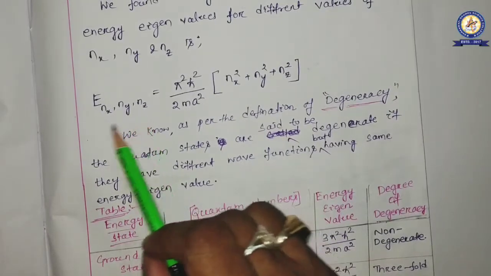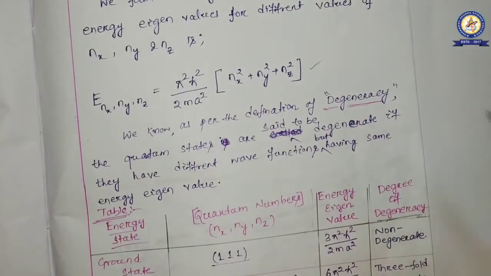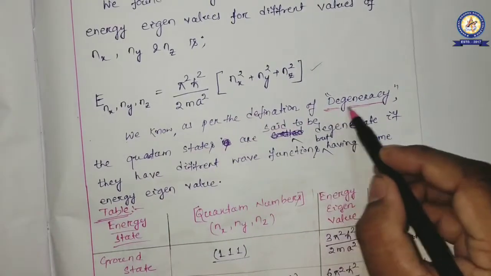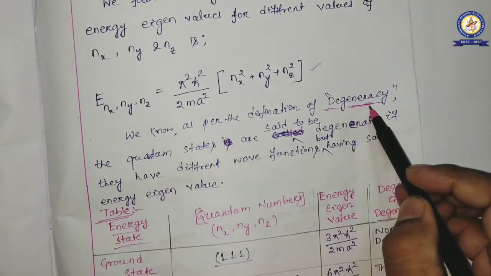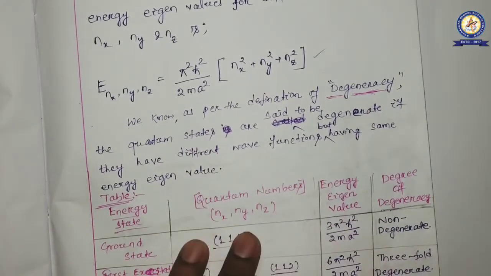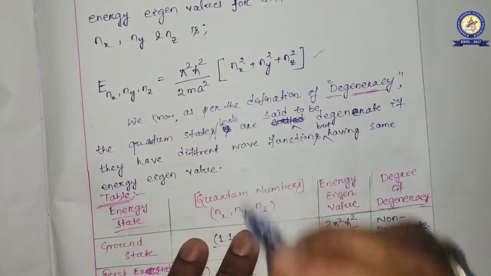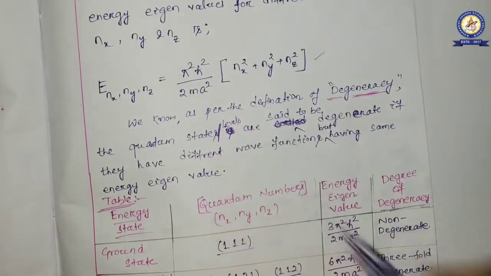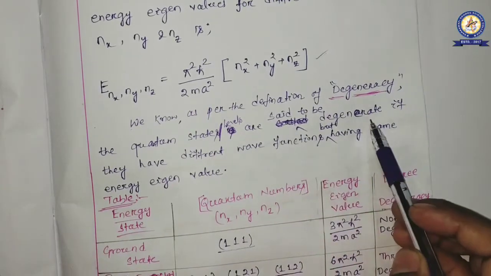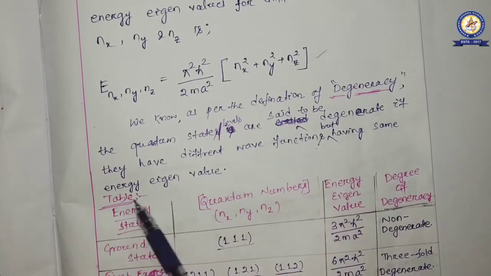Okay, so here these are the energy eigenvalues for different nx, ny, nz in general. As per the definition of degeneracy that we know, the quantum states or energy states or levels, whatever you can write, are said to be degenerate if they have different wave functions but the same energy eigenvalue.